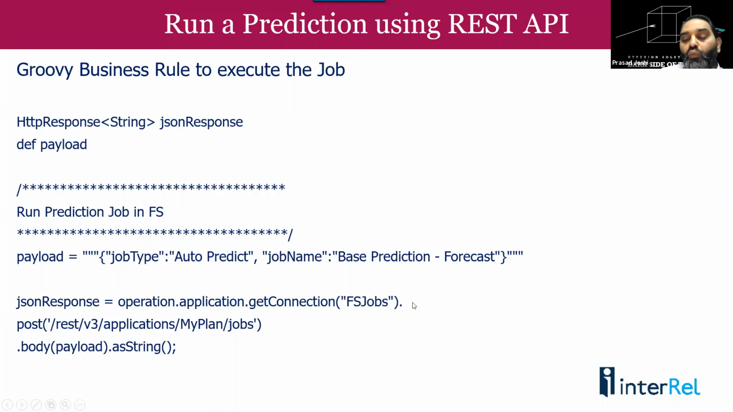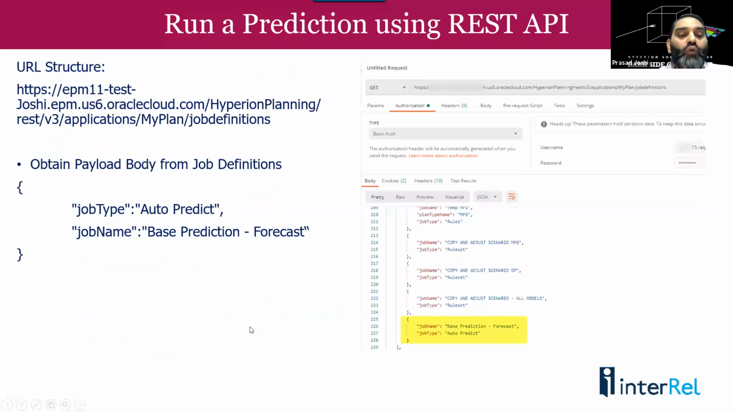And then what call am I making? Am I doing the get, post, or delete call? So I'm putting the post call in here, and then the remainder of it. So I have the rest, then version v3, application, name of the application, and this time, since I'm executing a job, I am just putting jobs in there. And then what kind of job do I want to run? I want to run this particular job, which is defined in here.